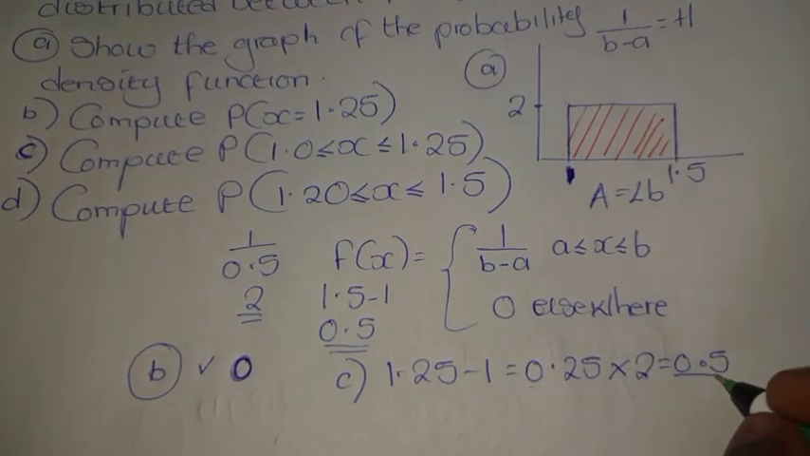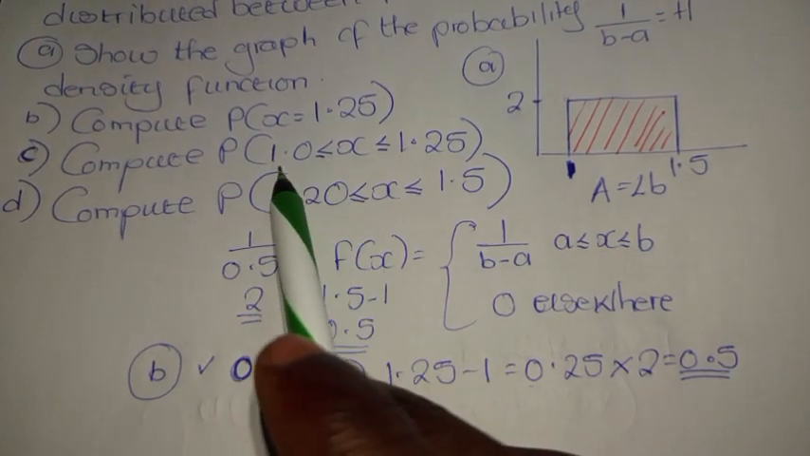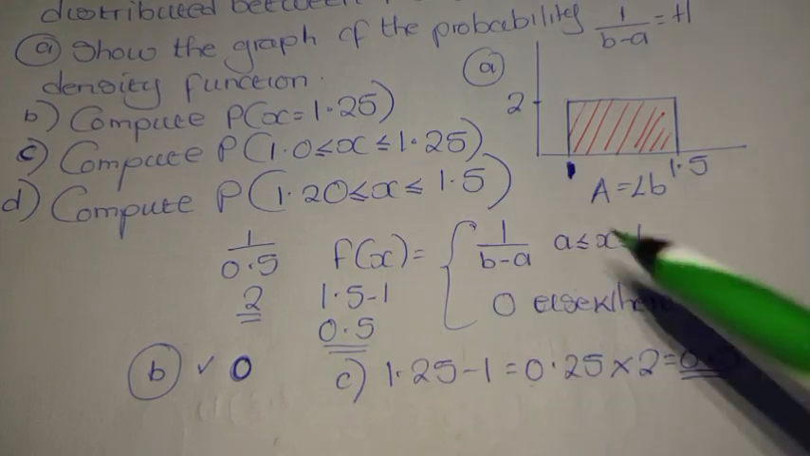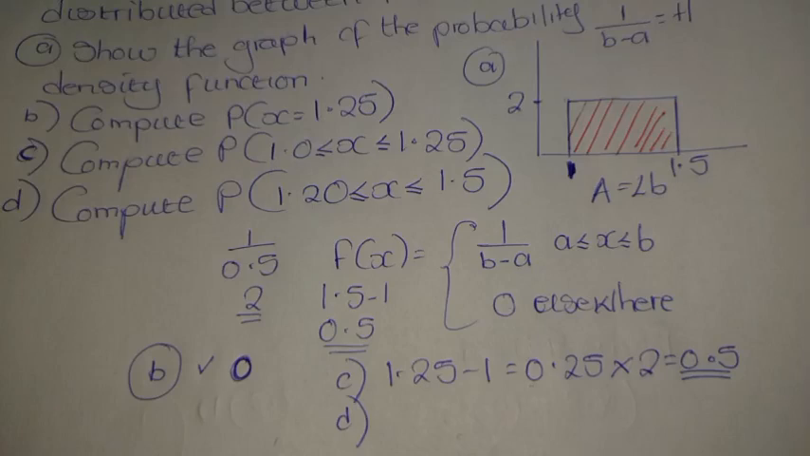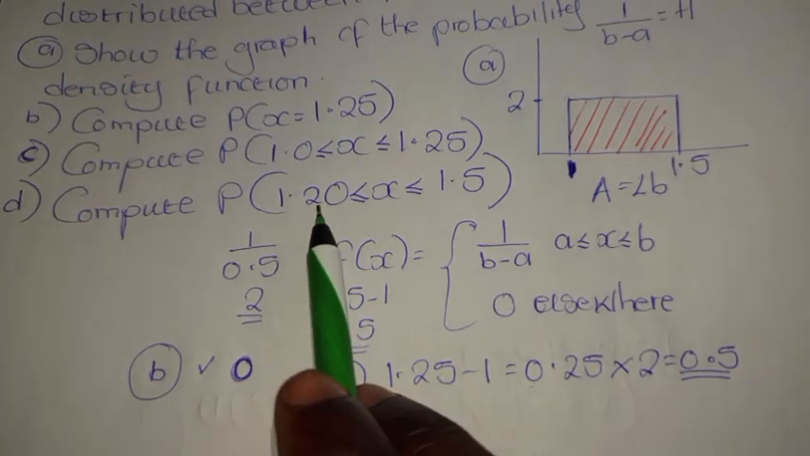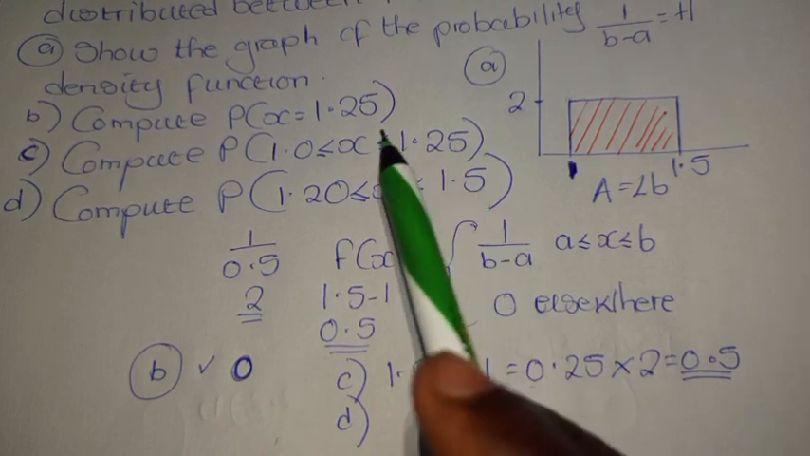So this is the probability that x is greater than or equal to 1 but less than or equal to 1.25. And we have our D, which is the last question, telling us to compute this. This is done just the same way we answered C.